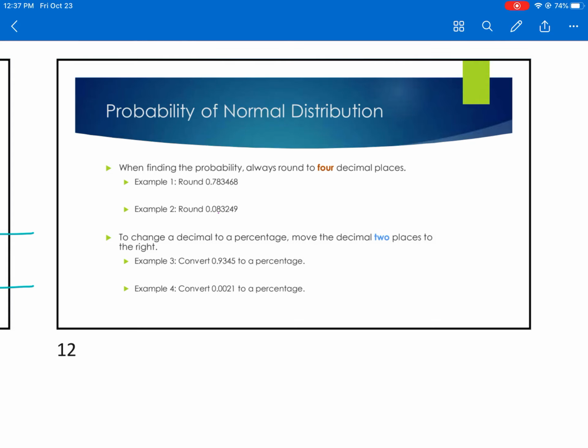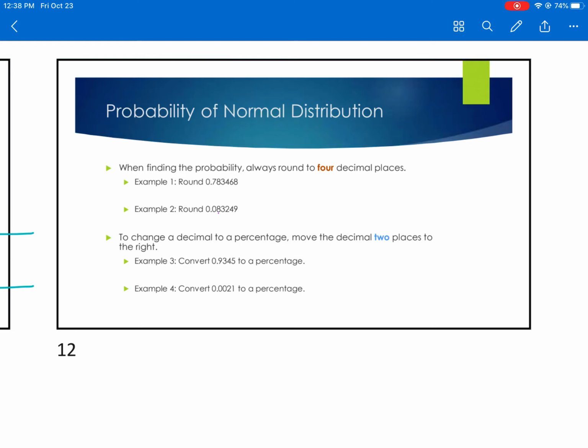Okay, so when finding the probability, you always want to round to 4 decimal places. The reason we want to round to 4 decimal places is because we're looking for a percent, so the probabilities are expressed as percent, and we want to express our probability with 2 decimals for the percent. So in order to do that, we have to have our answer as 4 decimals.